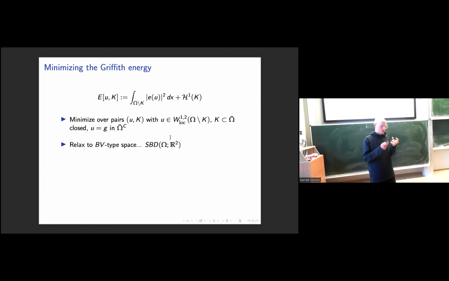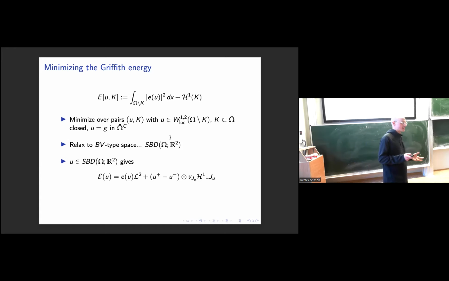So to understand how to change the energy for the weak function space, you introduce an SBD type space, and this is all functions for which the symmetric or the distributional symmetric derivative, which is here in this calligraphic E on the left-hand side, is a measure. The measure is decomposed into an absolutely continuous part, which is the little e of u times L2, or the Lebesgue measure, plus a surface discontinuity, and that's the second piece there.